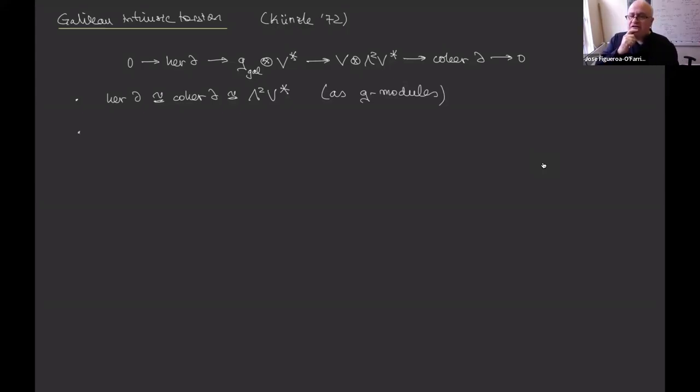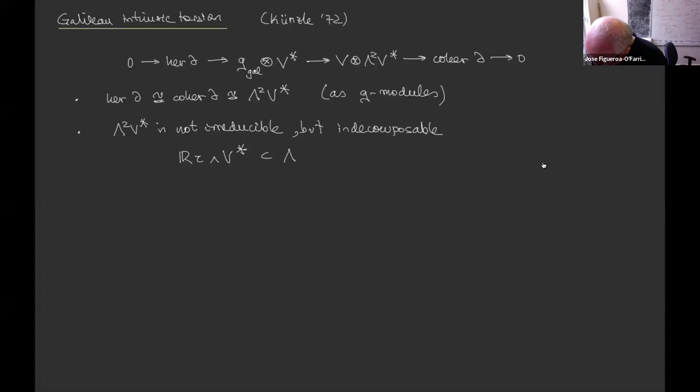Okay. The second thing is that this module is indecomposable but not irreducible, which is a source of headache, but okay, it's what it is. So lambda 2 V star is reducible. Sorry, it's not irreducible. But it's indecomposable. Well, so why is it not irreducible? Well, it has a clear submodule. So R tau wedge V star sitting inside lambda 2 V star is a submodule because tau is invariant.